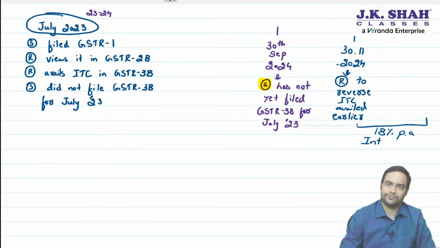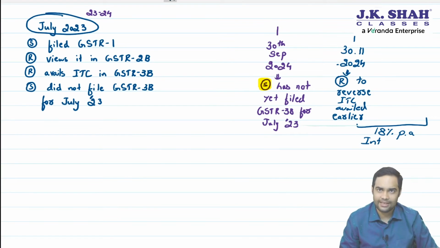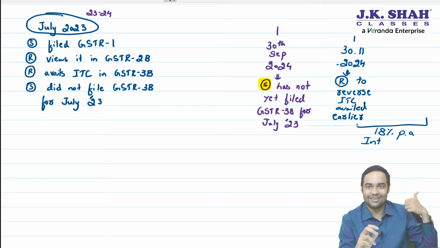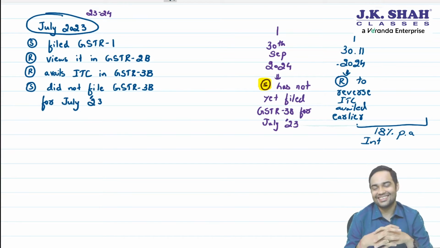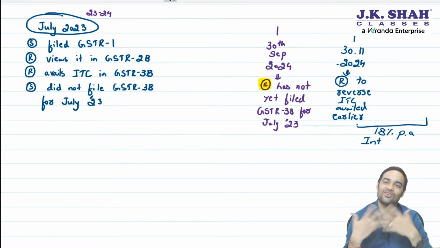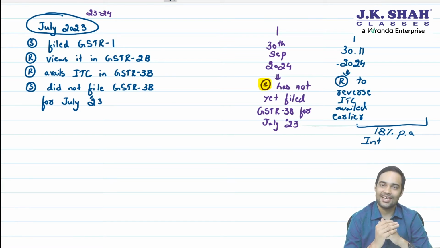18% per annum under section 50. So be very careful with regard to this aspect. Has government now made the recipient responsible for GSTR-3B of the supplier? The answer is yes. If the supplier has not filed his GSTR-3B, the recipient will have to reverse ITC, because law will assume that the supplier has not paid the tax. As one of the conditions is not fulfilled, the recipient will have to reverse ITC.